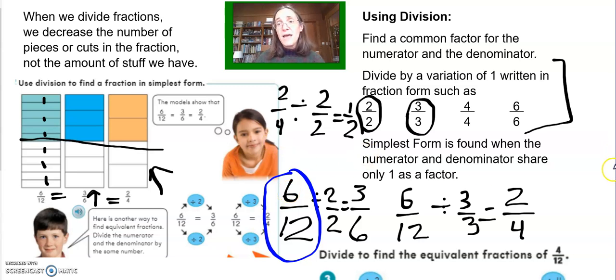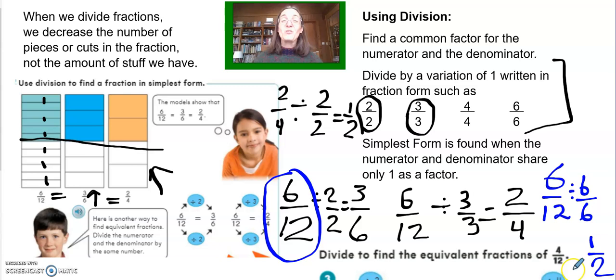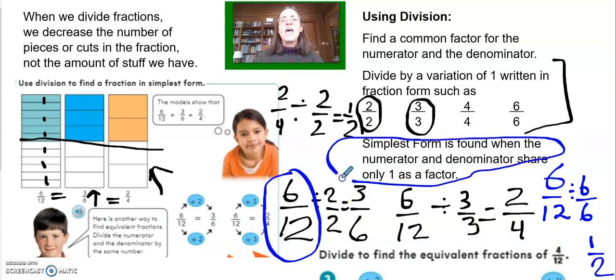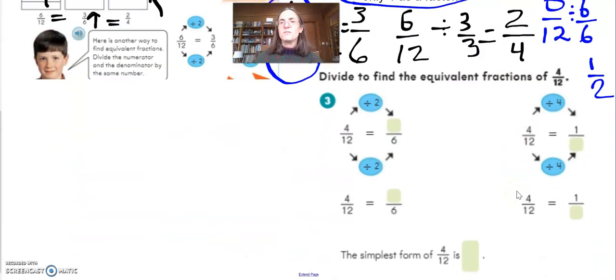We could have gotten to 1/2 in one step because we could have said, oh my goodness, 6/12, they both share 6 as a common factor, so we're going to divide by 6/6. And 6 divided by 6 is 1, and 12 divided by 6 is 2, and we'd get down to 1/2. Cool. Simplest form turns out to be super important. Every single teacher you ever have is going to want you to get things to their simplest forms.